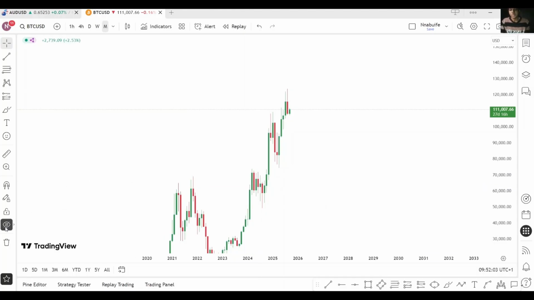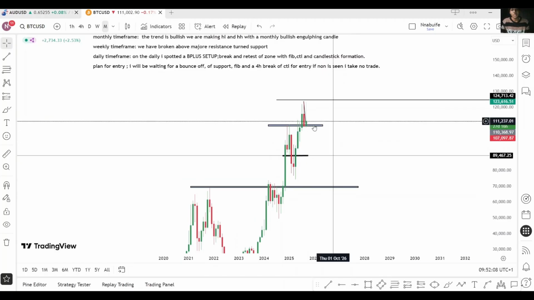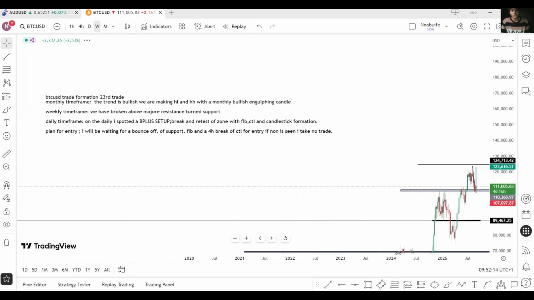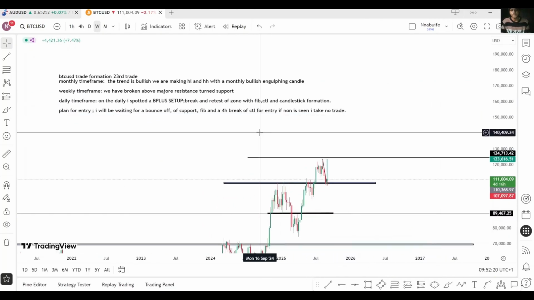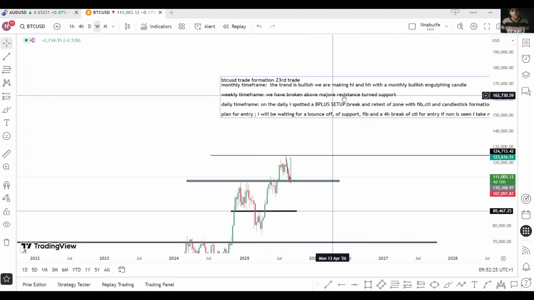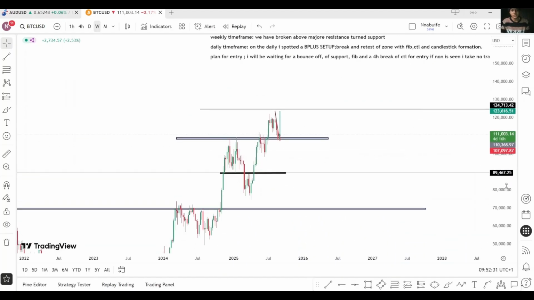So now that I know we're bullish, I then go over to the weekly time frame to know what the weekly time frame is doing. On the weekly time frame, you can see what I wrote here. We have broken above major resistance. So on the weekly time frame, overall we are bullish.